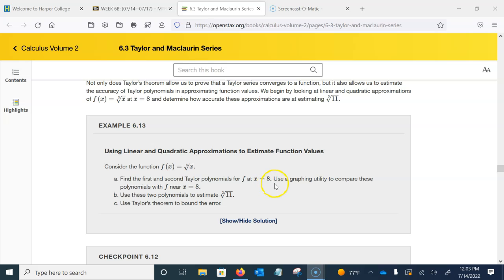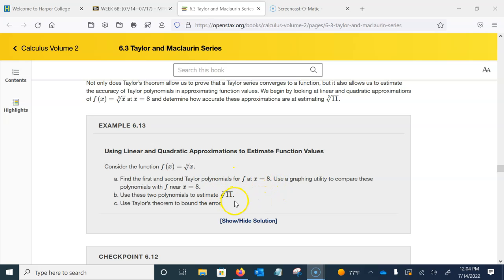Okay. Then once I have the Taylor polynomials for the first and second, meaning P1 and P2, I'm going to use those estimates, an expansion about x equal 8, to estimate the cube root of 11. Now notice 11 is not 8. It's 3 units away from where we start expanding. That's okay. Here I've got a Taylor polynomial expanded about x equal 8, and I'm going to use it to estimate when I move away from that.